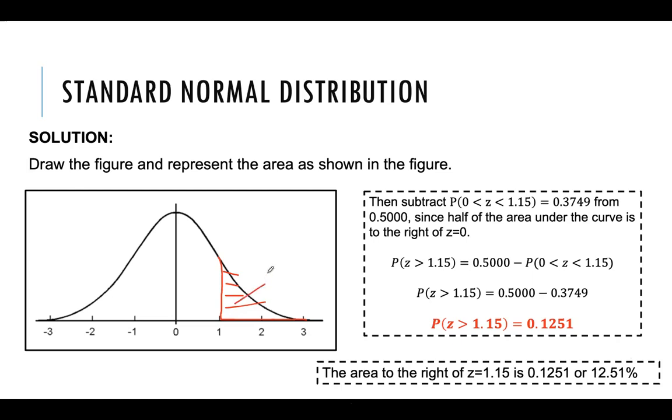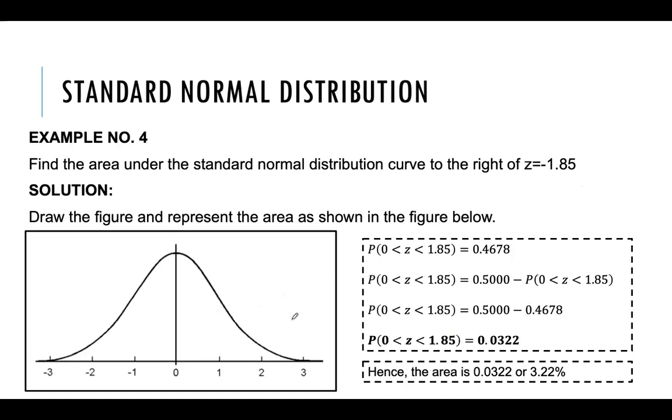So the area here, class, is 12.51%, because half of the area is this. This value is the area from 0 to 1.15. Now, what we need to find is the value to the right of 1.15. So the area to the right of the z value 1.15 is 12.51%.